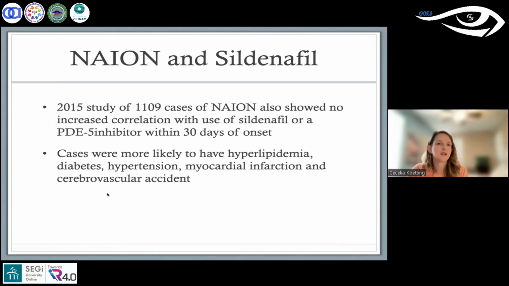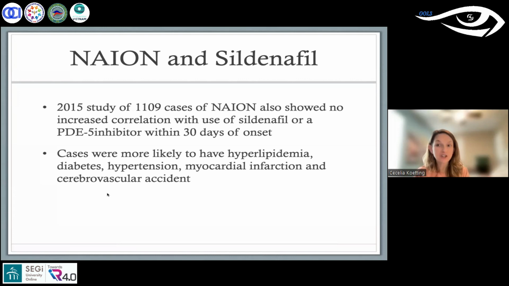Okay, let's look at another study. A 2015 study, a little bit more recent, had 1,100 cases of NAION that also showed no increased correlation with the use of either sildenafil or a PDE5 inhibitor, so another erectile dysfunction drug, within 30 days of onset. What they found, though, was that cases were more likely to have hyperlipidemia, diabetes, hypertension, myocardial infarction, and cerebrovascular event. So what does that mean, right? That means that the patients who had an NAION while on sildenafil were at a higher risk anyway to have an NAION because they had cardiovascular problems, okay?